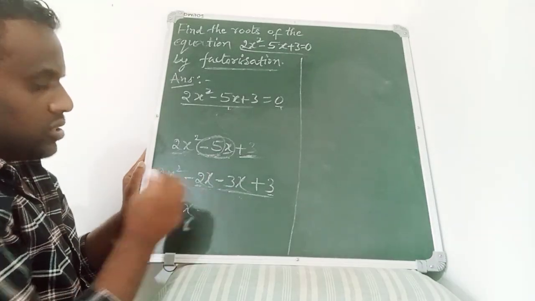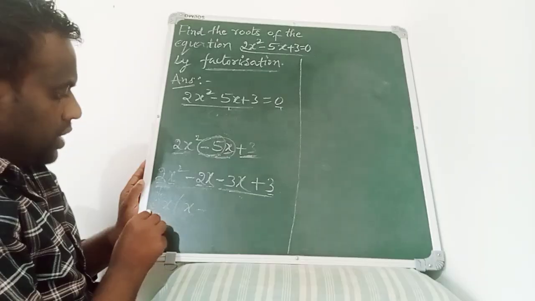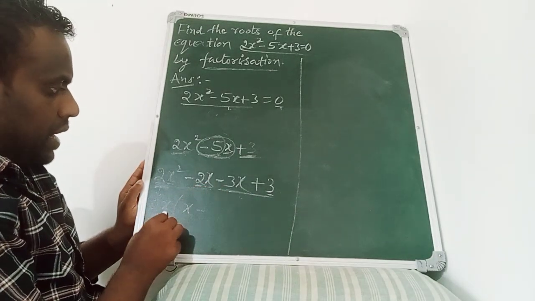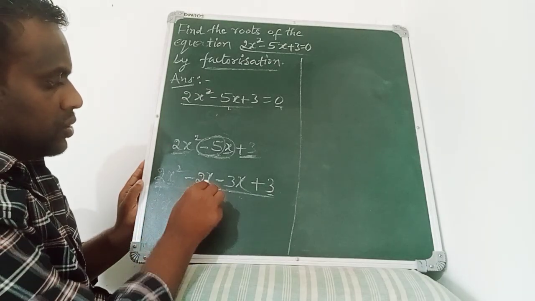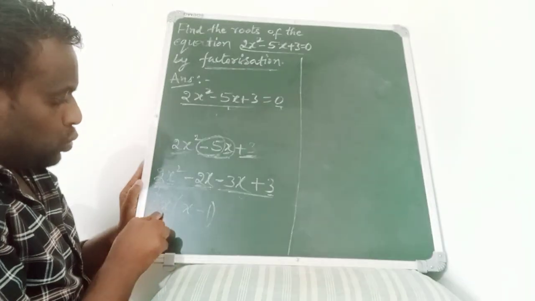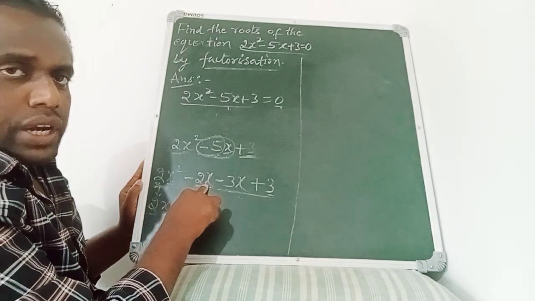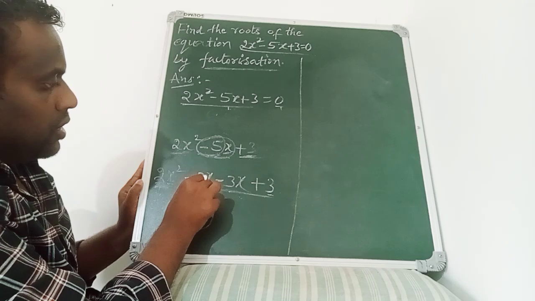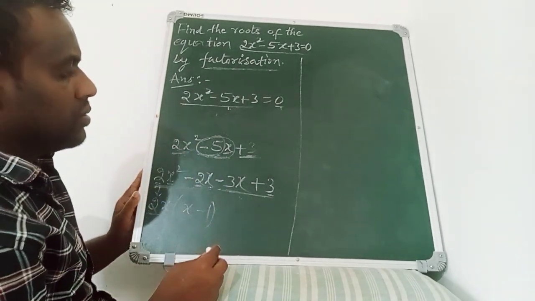Next, keep this minus as it is. Now see, these two also, this 2x is completely taken as common. What is left here? 1. Because if you multiply this 2x and 1, 2x into 1, we get 2x only. So when you take 2x as common, here we are left with 1. Got it? Next.